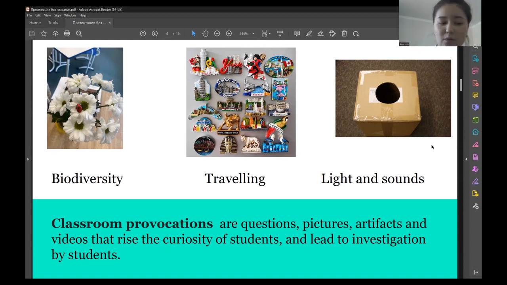So of course, they were engaged in the provocation activity. What they need to know. Provocations are to use in science lessons. Next slide, please.